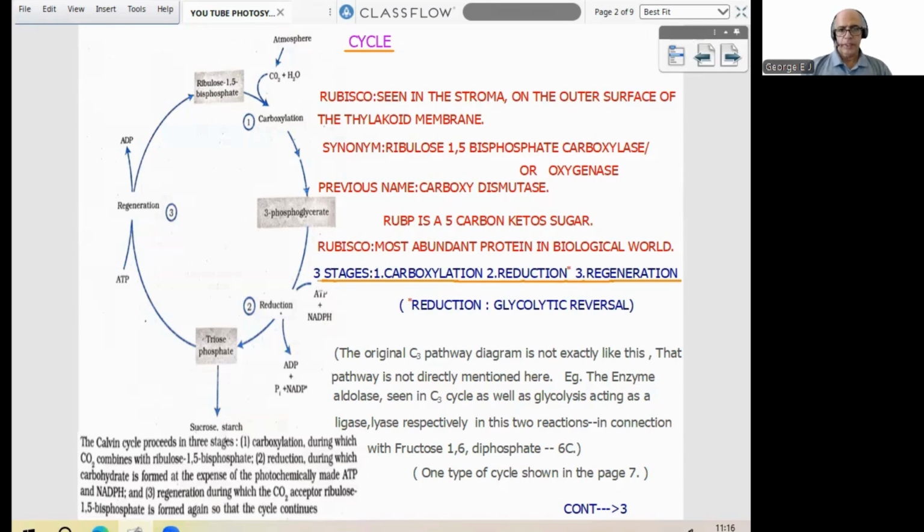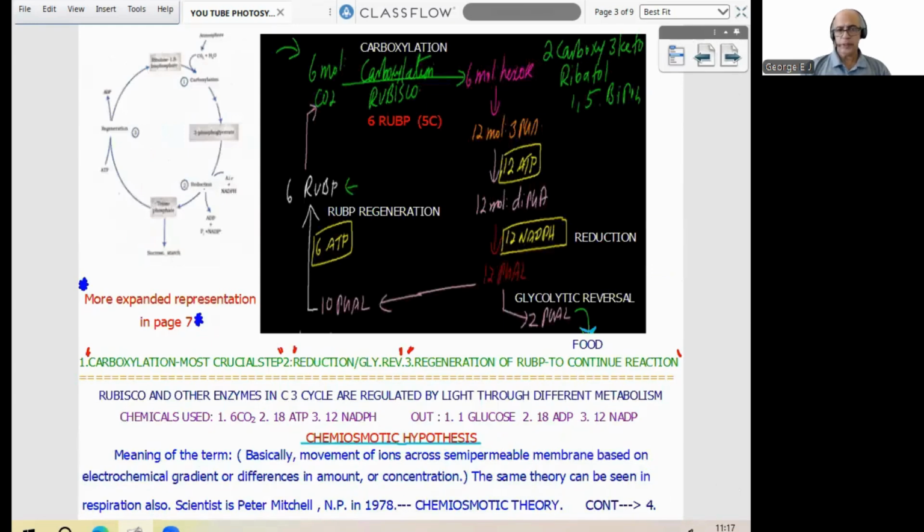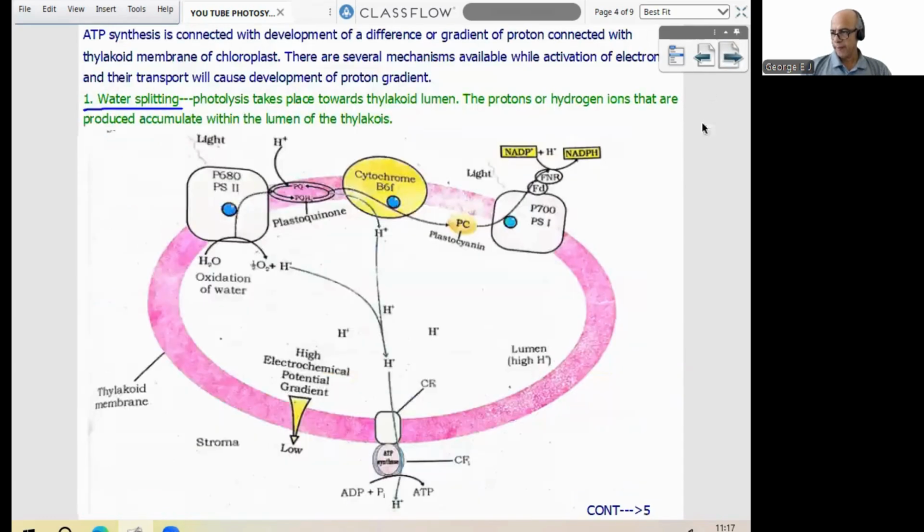Then after that, three stages. Then this area, the original representation I just mentioned. Then to the next page, the C3 cycle, another form of representation. How many ATP, how many NADPH, and what is the importance of these steps? Carboxylation, most crucial. Regeneration of RuBP for continuation of the cycle. Then what all chemicals are utilized, what all are produced, and the famous chemiosmotic theory.